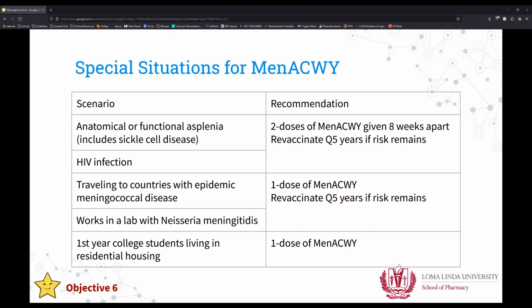And then for patients who are first-year college students living in residential housing, so on-campus housing with numerous other students, in this case you can consider 1 dose of the quadrivalent vaccination. Now, if the patient is a college student in first year, however, and they live at home with their parents, then this recommendation does not apply.